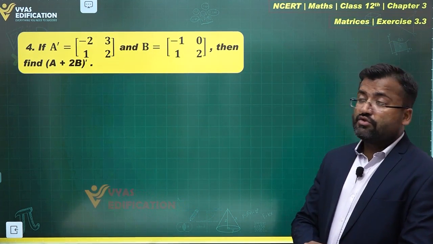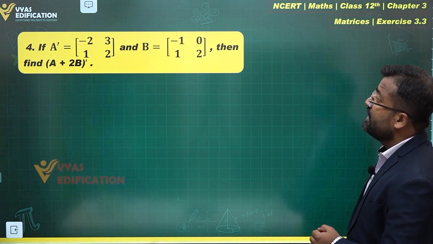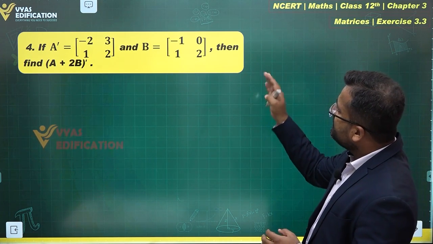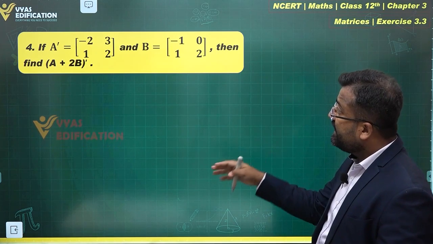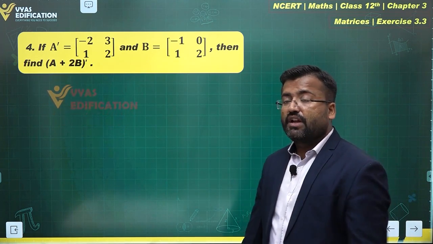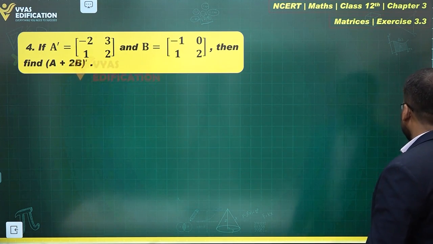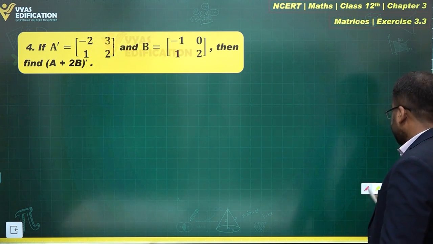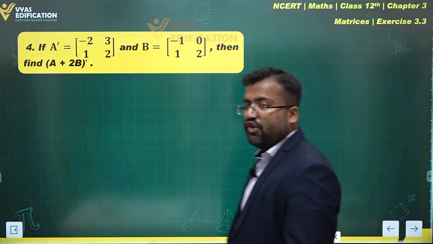Let us talk about this question. If A transpose is minus 2, 3, 1, 2 and B is equal to minus 1, 0, 1, 2, then find this matrix over here. How do we go about finding A plus 2B whole transpose? We'll go step by step. Let's follow steps.